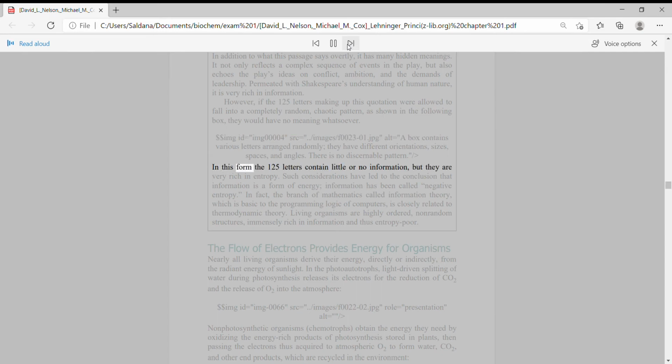The flow of electrons provides energy for organisms. Nearly all living organisms derive their energy, directly or indirectly, from the radiant energy of sunlight. In the photoautotrophs, light-driven splitting of water during photosynthesis releases its electrons for the reduction of CO2 and the release of O2 into the atmosphere.